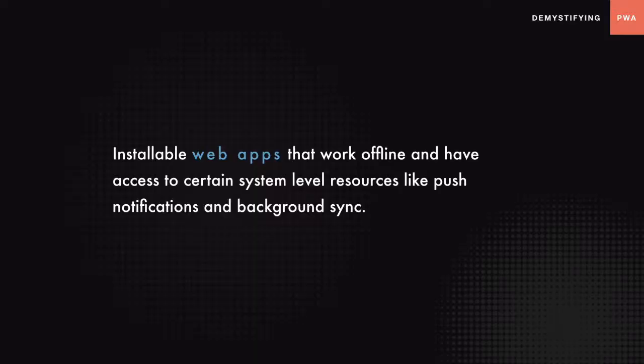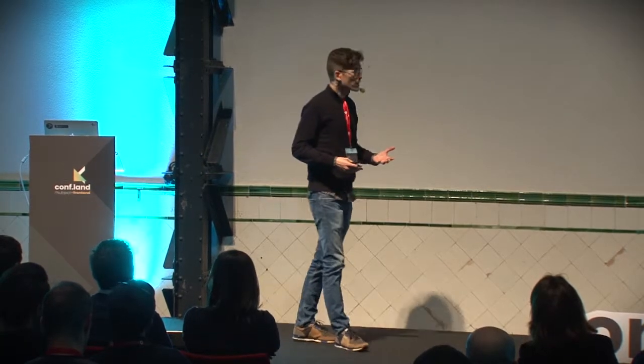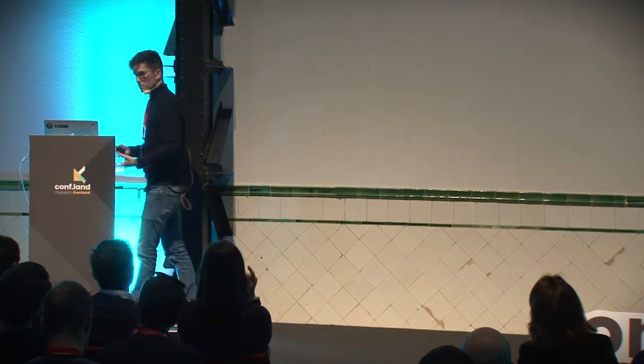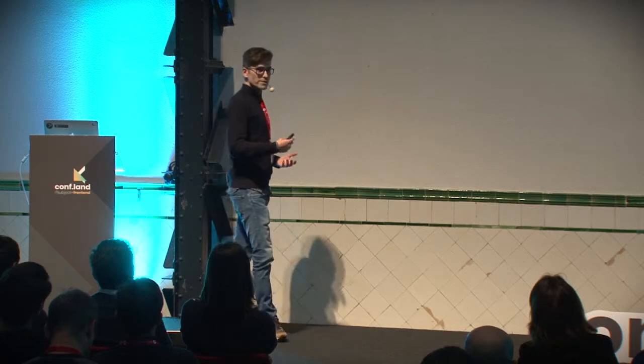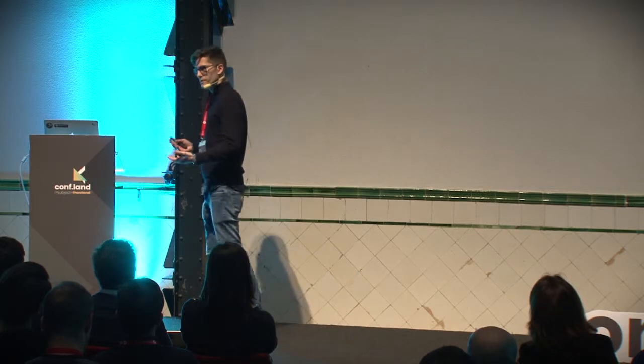So I tried to build a definition: installable web apps that work offline and have access to certain system-level resources like push notifications and background sync. Of course, this doesn't have all the details, all the technical specifications of the 10 points, but I think it pretty much says what a progressive web app is. It's like a website that you can install. Of course, saying website is a bit simplistic, because you will probably not choose the same structure for an application that you would choose for a website, but in common language, we could say something like that.